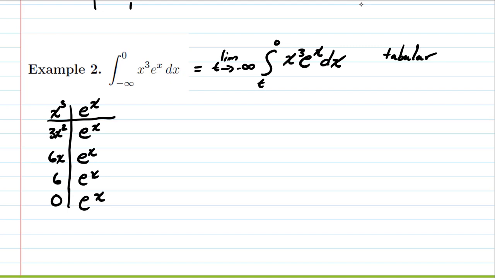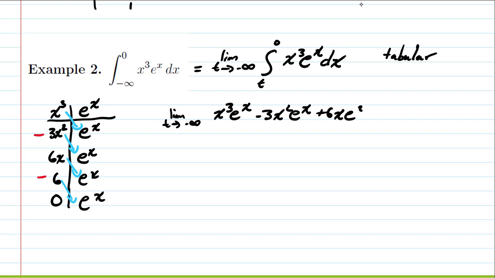And then we have to make every other term negative, because when we do integration by parts, it's uv minus the integral of v du. So that minus sign comes from the by parts. And then we connect the diagonals. So we get the limit as t goes to negative infinity of x cubed e to the x minus 3x squared e to the x plus 6x e to the x minus 6 e to the x.